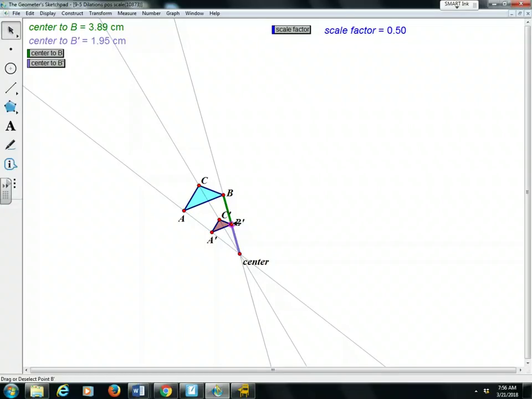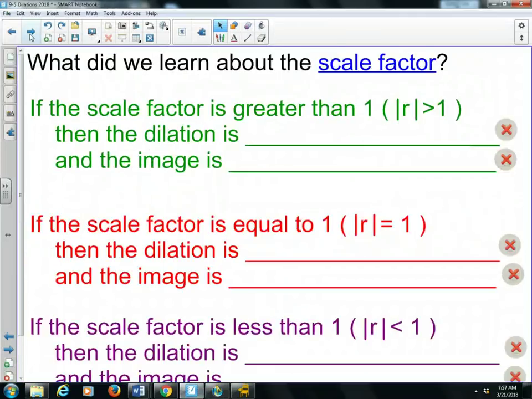When the scale factor is bigger than 1, it's an enlargement. The image is larger than the preimage. When the scale factor is less than 1, all of these scale factors are less than 1 right here, we have a reduction. The image is smaller than the preimage. And when the scale factor is exactly 1, then it is isometry. It's a congruent transformation. So that's what we learned here with that slide that we just did.